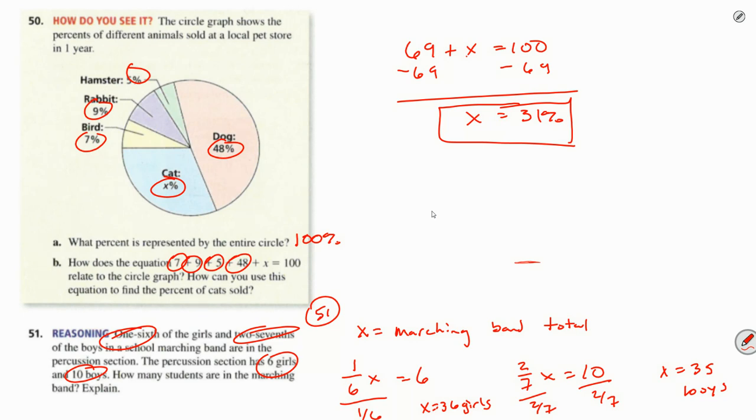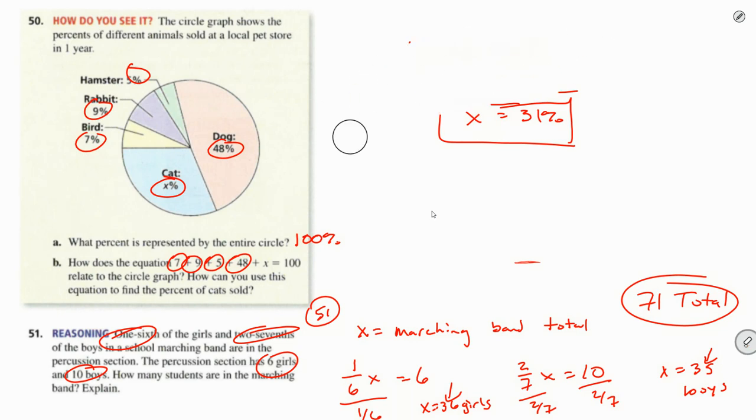So how many students are in the marching band? From there, we should be able to say 71 total, because we would add 36 plus 35. All right, on to the next.